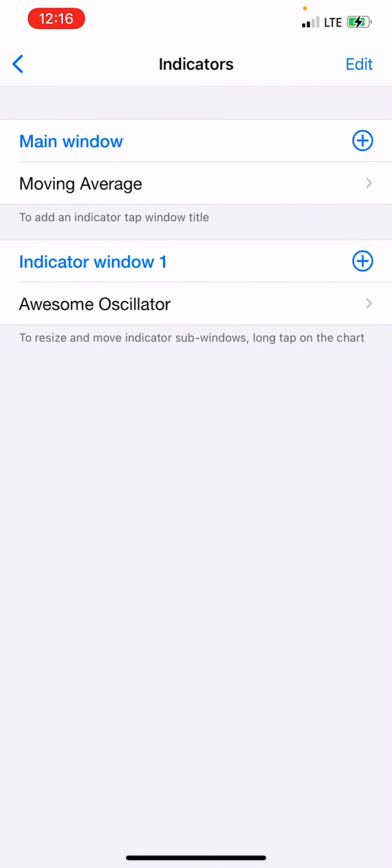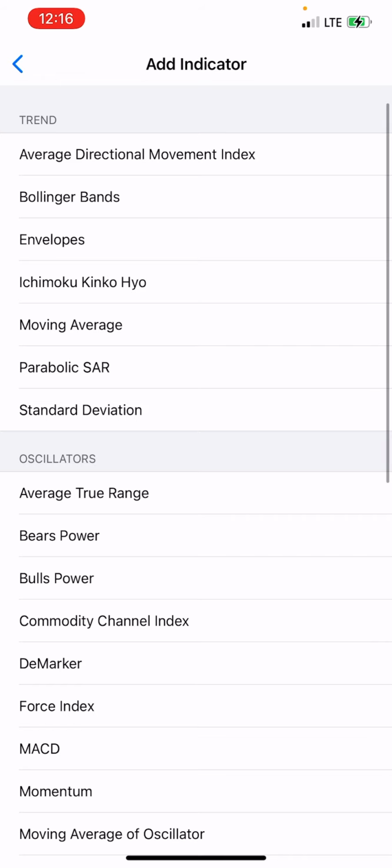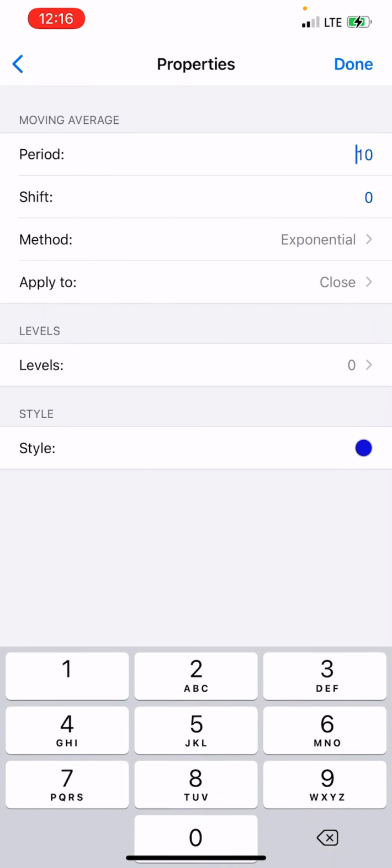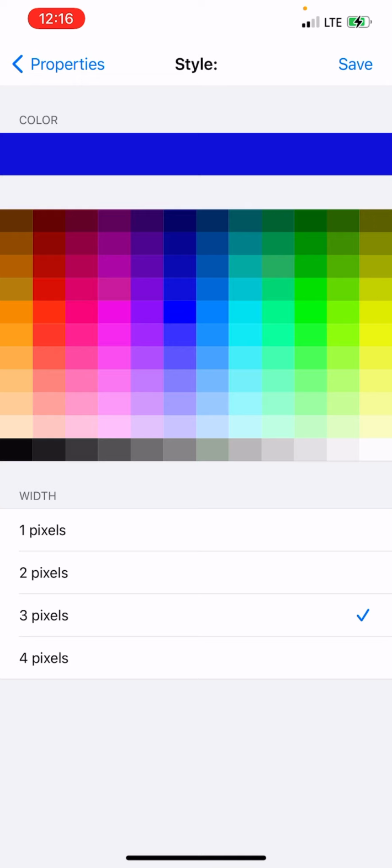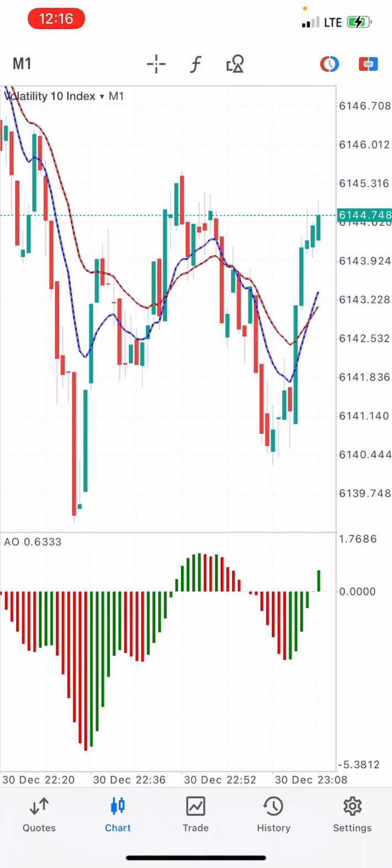Then the last indicator is another moving average, which will be using period 21. The same, shift 0, method exponential, apply to close. The style, 3 pixels, and then let's use red. Click done. These are just the simple indicators you need for the strategy.